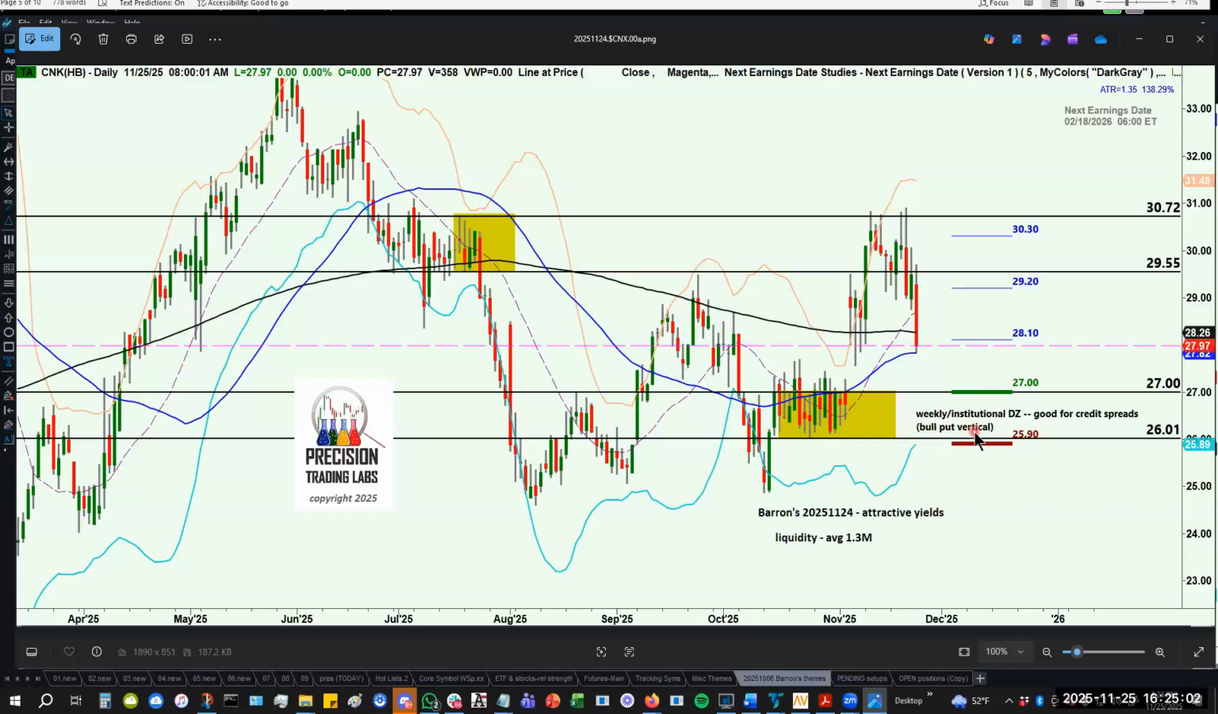So one, of course, could do a bull put vertical spread here. So again, when price gets down to here, we'll probably be looking to do that. All right. So that's that setup.